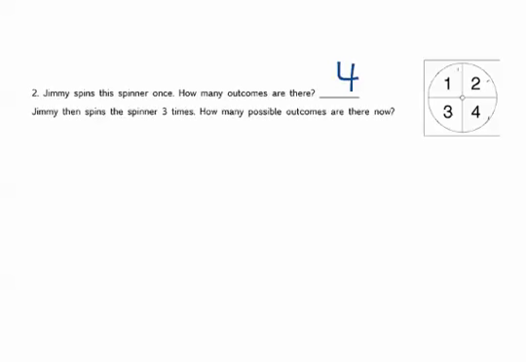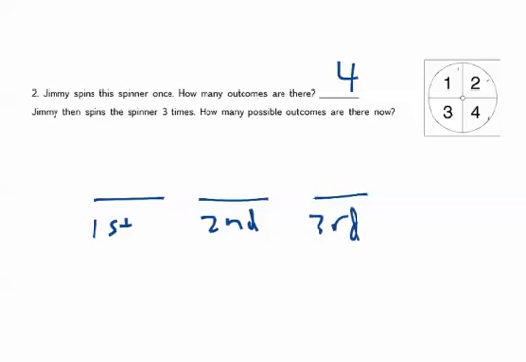How many possible outcomes are there now? Okay, so here's my first spin, here's my second spin, and here's my third. On the first spin, how many outcomes does he have? Well, 4. On the second spin, how many outcomes does he have? 4. And on the third spin, how many outcomes does he have? How many different numbers could he land on? 4. Okay, fundamental counting principle says we multiply all of them. 4 times 4 times 4 is what? 4 times 4 times 4 is 64.